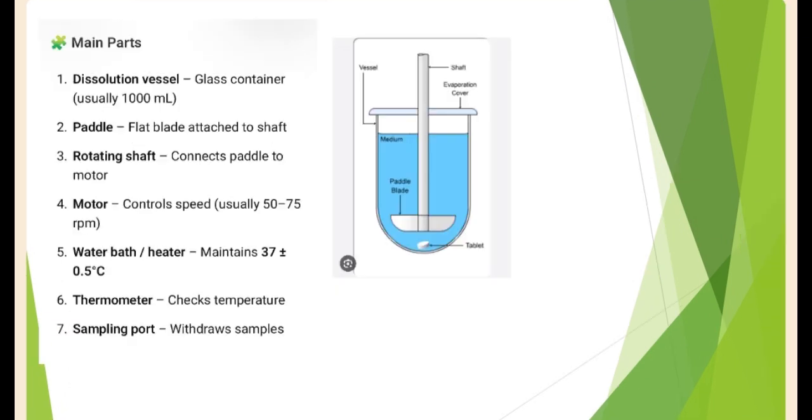Parts of paddle type dissolution apparatus. Dissolution vessel: it is a cylindrical vessel made up of glass or other transparent material having 1000 ml capacity. It is fitted with a lid having 4 holes, one for the stirrer, second for placing the thermometer, and the remaining 2 for sample removal.